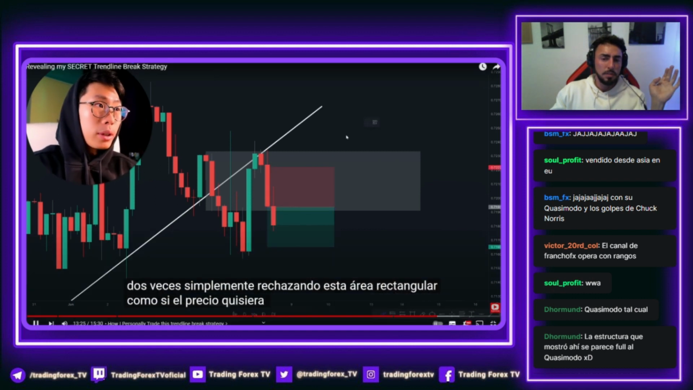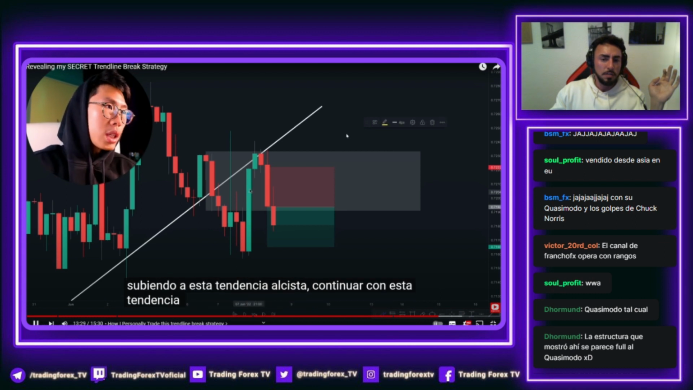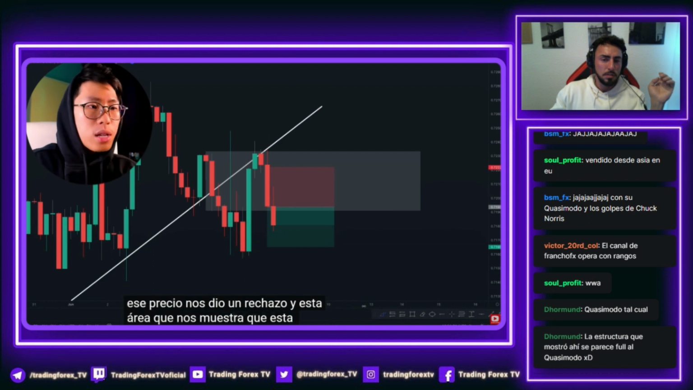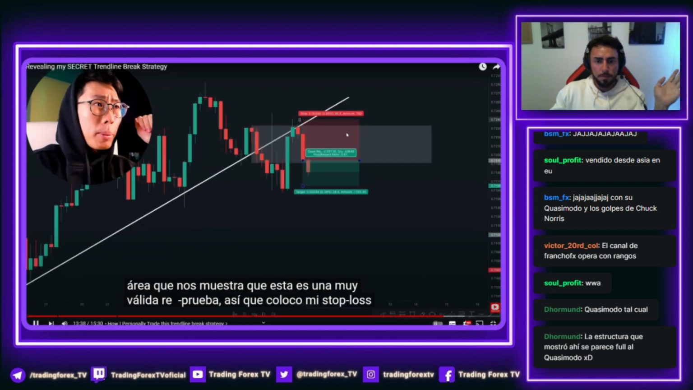Like if price wanted to continue going up in this uptrend, right, continue this uptrend, it would just continue going up like this. But no, price did not do that. Price gave us a rejection in this area, which shows us that this is a very valid retest. So I'll place my stop loss above this rectangle area.